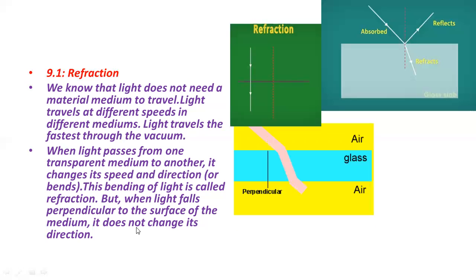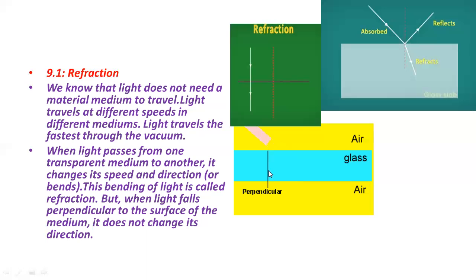But when light passes from one transparent medium, suppose from air, into another transparent medium like glass, you can see that it is bending. This bending of light when it enters from one medium to another is called refraction. The light enters from air into glass and then again from glass into air. When it enters from air into glass, it bends towards the normal.